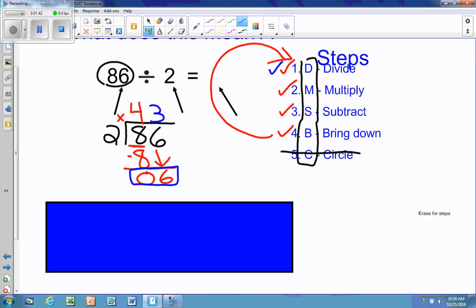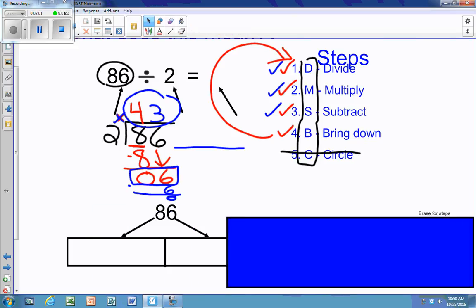So I just divided. Now I'm going to multiply. Once again, here's the multiplication. 3 times 2 is 6. And now I have to subtract, and I end up with 0. And I see that there's nothing else up here to bring down, so that tells me I'm done. So my answer would be 43.